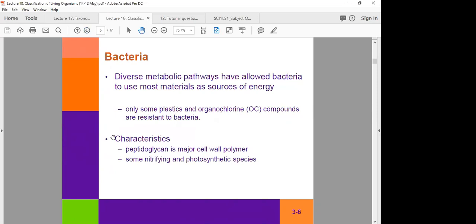All right, characteristics of bacteria. One of the main characteristics of bacteria is the presence of this compound called peptidoglycan, which is the major polymer found in their cell wall. In the group known as bacteria, there are some photosynthetic species and some nitrifying species. We'll come back to that term in just a minute.